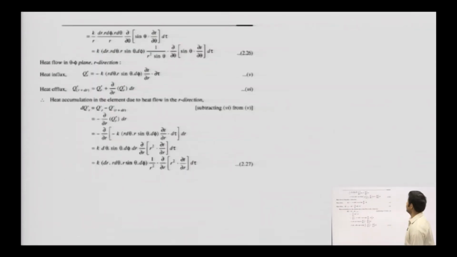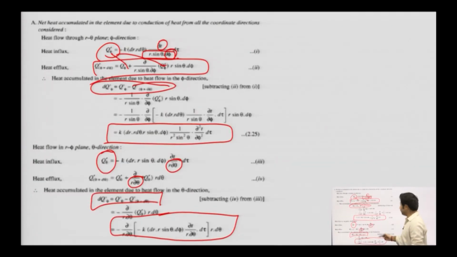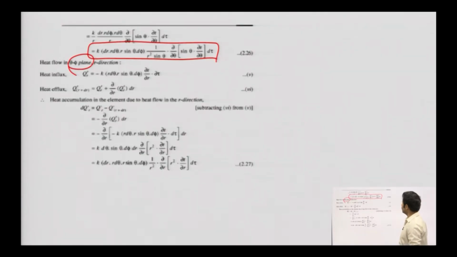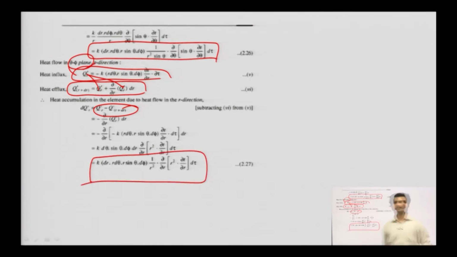Now the next important thing is k, and the same thing. That is from the previous equation. This is the main thing. Now heat flow in the theta phi plane direction. So it will be qr, just the same thing, and qr plus dr. Apply Fourier's law here, and then subtract it, and finally you're going to get this.